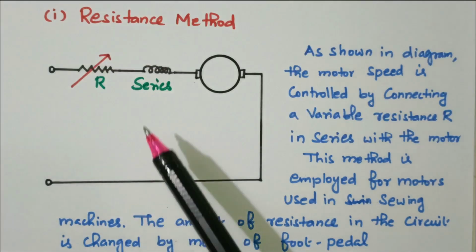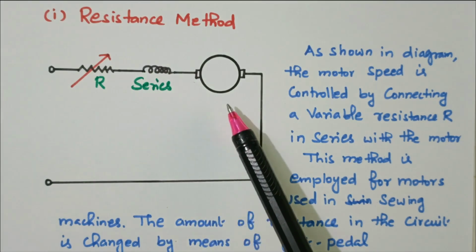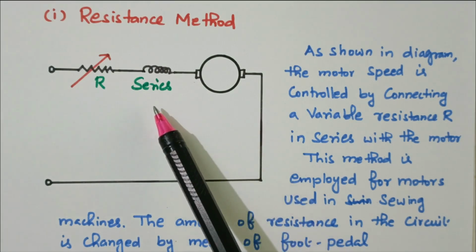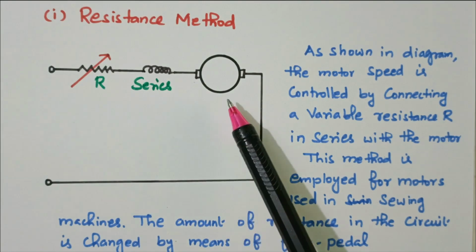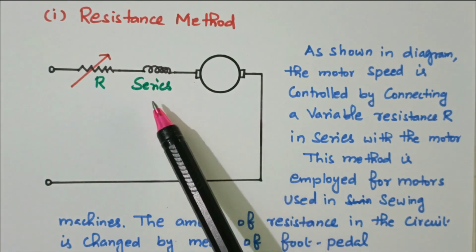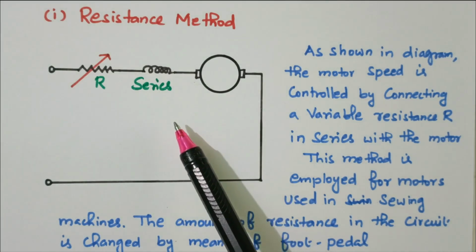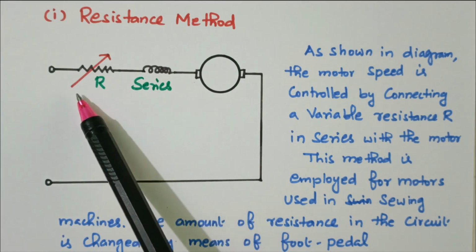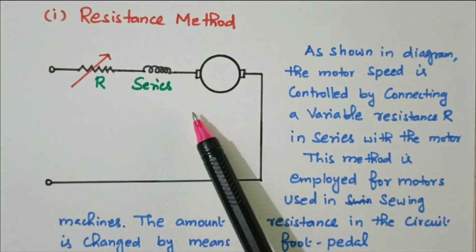The first one is the resistance method. We know that this universal motor has a rotating part, the armature, and a fixed part, the field. Field and armature are available as usual like a DC motor. This is the rotating part armature. This is the field winding. So both are connected in series. So in resistance method, a variable resistor is connected in series with the field winding and armature.